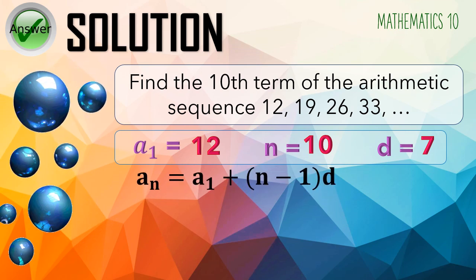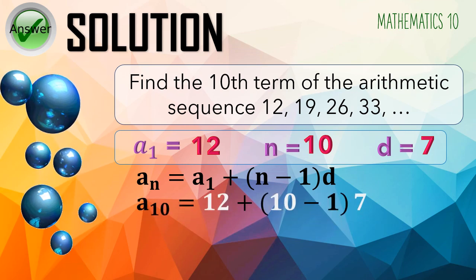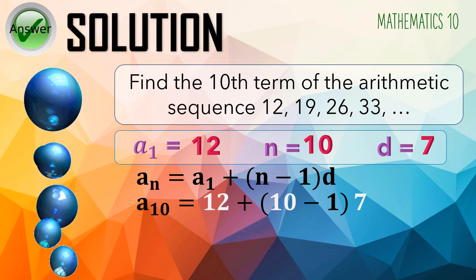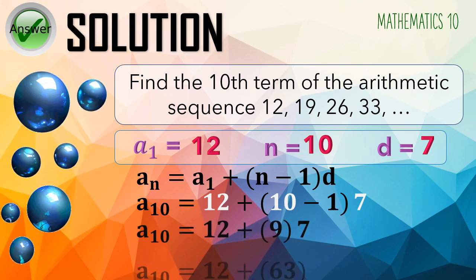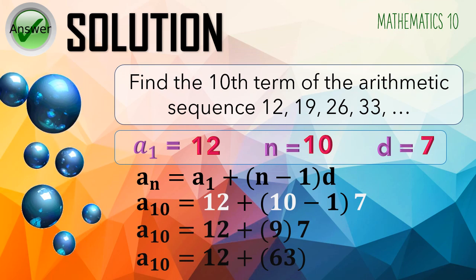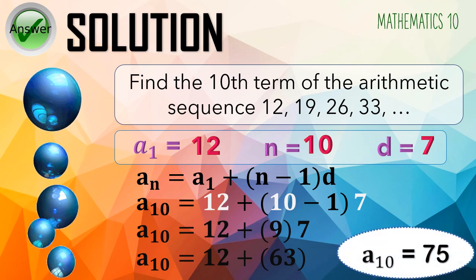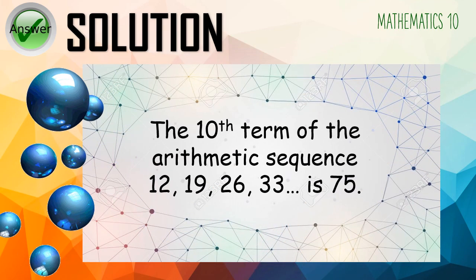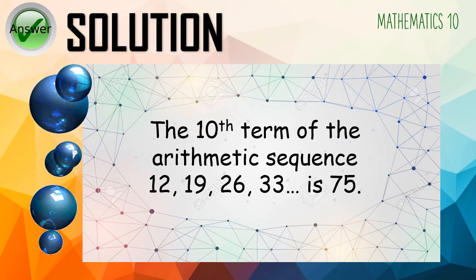So moving on in our formula, substituting the data that we sorted out. So here it goes. We have to simplify this. The ones inside the parentheses, so 10 minus 1, it's 9. Then 9 times 7, 63. Then the last step would be to combine the 12 and 63, both constants. So 12 plus 63, we have 75. Therefore, our final answer would be the 10th term of the given arithmetic sequence is 75.